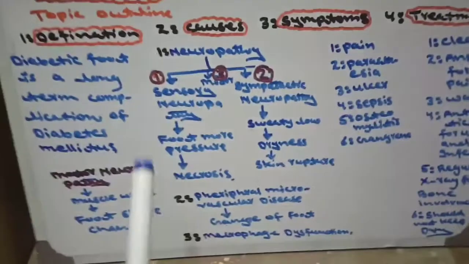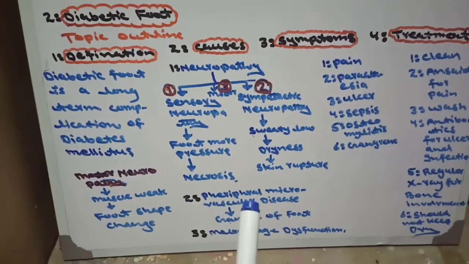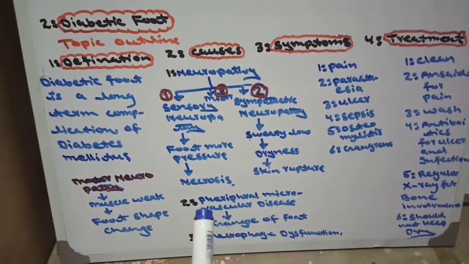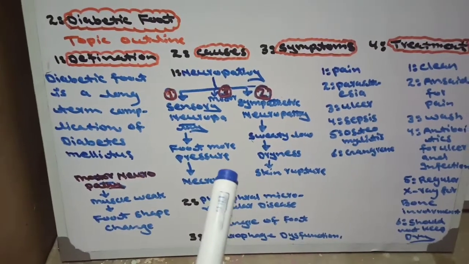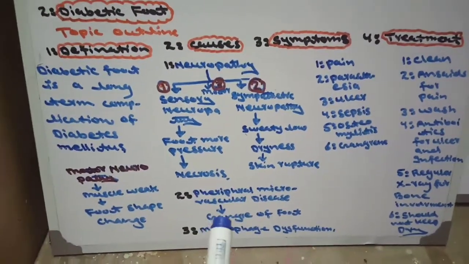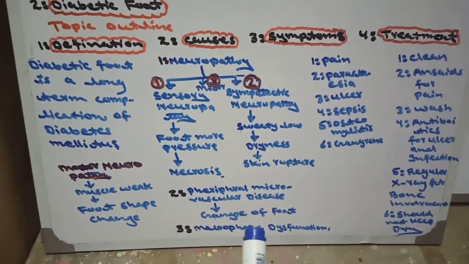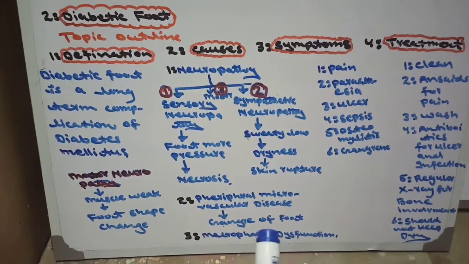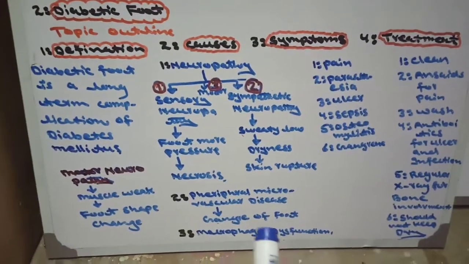Now the second cause of diabetic foot is peripheral microvascular disease. In the lower limb, due to diabetes, peripheral microvascular disease damages small vessels, and there will be gangrene of the foot. The third cause is macrophage dysfunction, as we already studied in diabetic neuropathy. Due to hyperglycemia, when glucose accumulates in macrophages, their phagocytic action is modified. In the result there will be infection, and due to infection the diabetic foot develops.